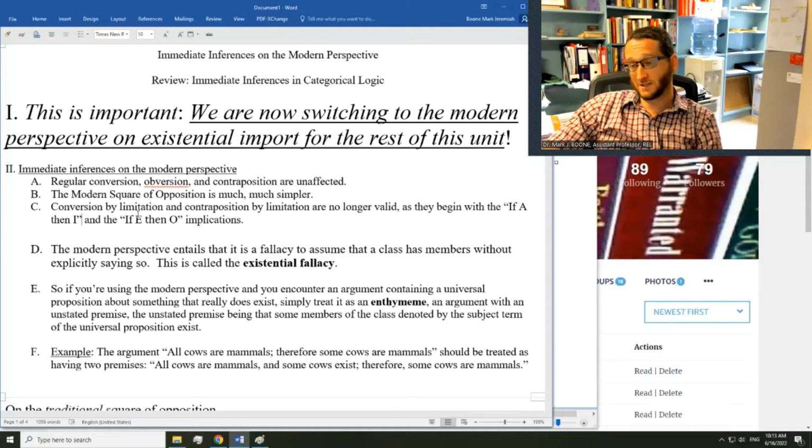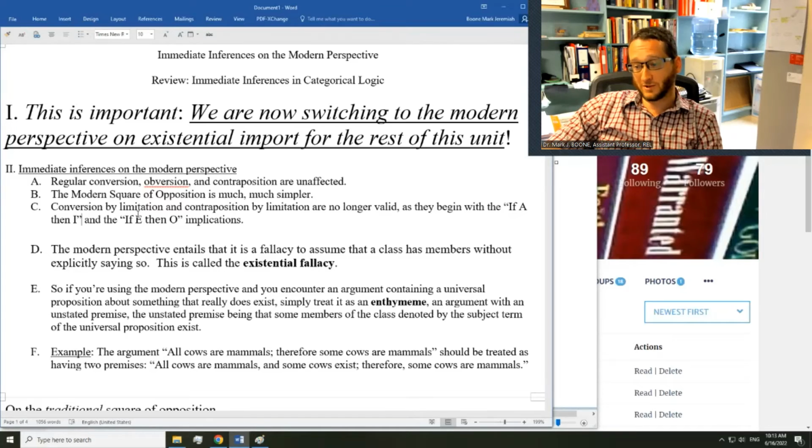All mammals are guinea pigs is not a valid inference from all guinea pigs are mammals, but all guinea pigs are mammals, therefore some mammals are guinea pigs is a totally valid inference on the Aristotelian view. But on the modern view, it's not a valid inference because you can't take that first step from A to I. All guinea pigs are mammals, therefore all mammals are guinea pigs, not valid.